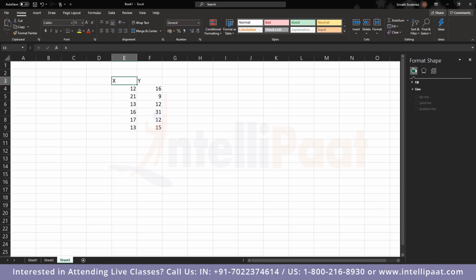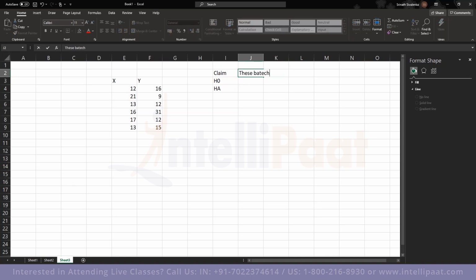So when I say if the means are significantly different or not, what is my null hypothesis? Raja, here is where we're trying to identify your null hypothesis and alternate hypothesis. I want to identify if these two batches are significantly different or not, right? To prove that my batches are significantly different. So first things first, what is my claim? My claim is that these batches are significantly different.